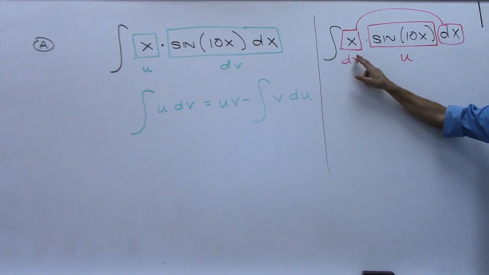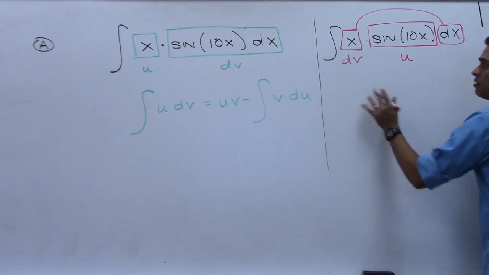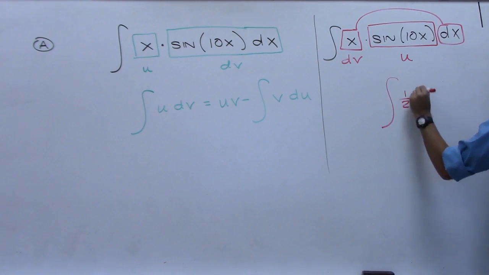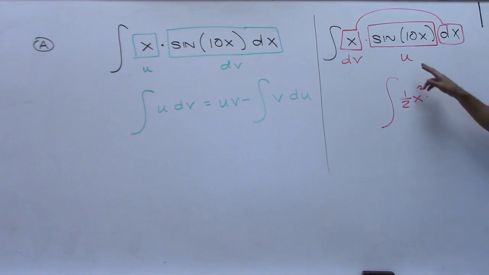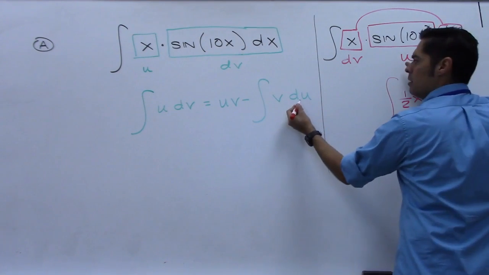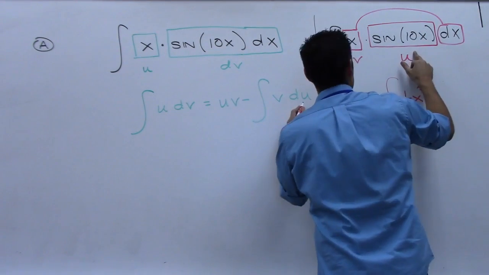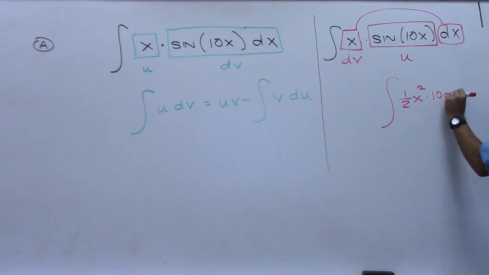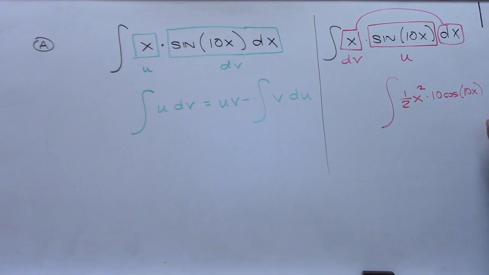1/2 x squared. So in this new integral, I think I'll actually write down this integral right here. This new integral would have the antiderivative of this in here, 1/2 x squared. And then times what? u would become what over here? This u is going to become du. So the derivative of that, do we know the derivative of that? Yes, it's 10 cosine 10x, right? And then I'd have dx out here.